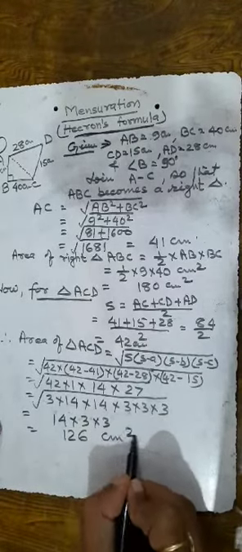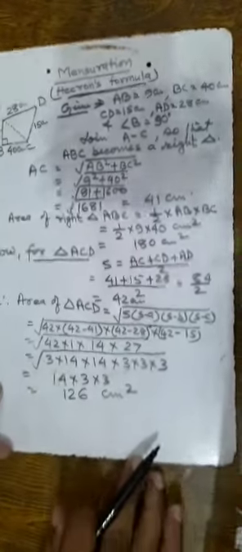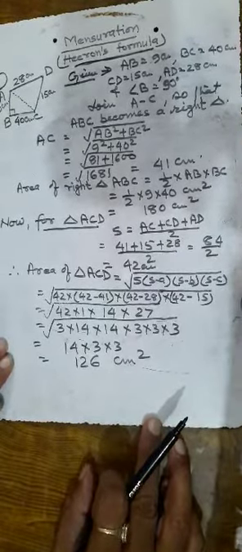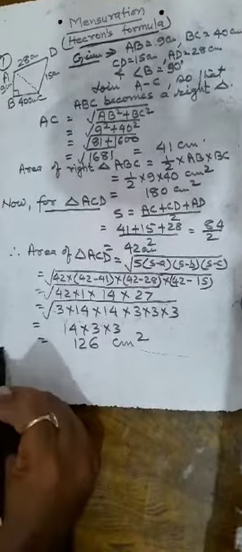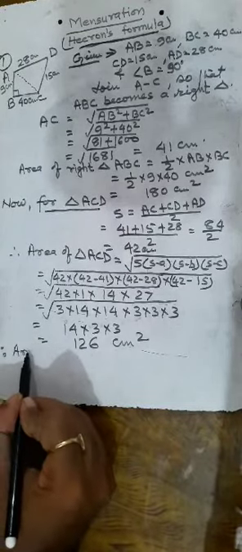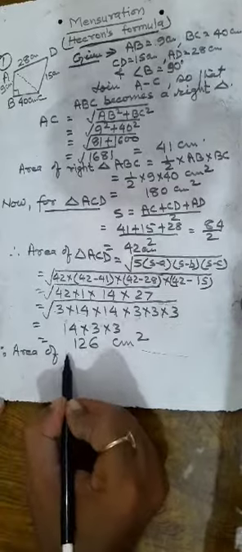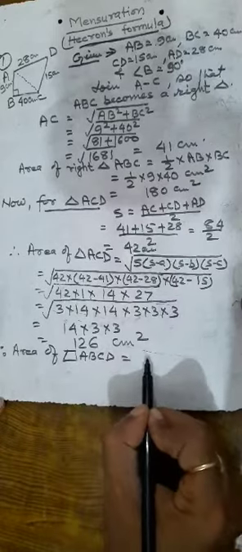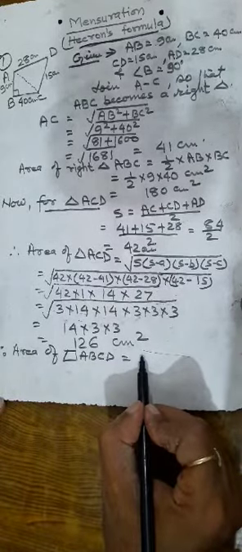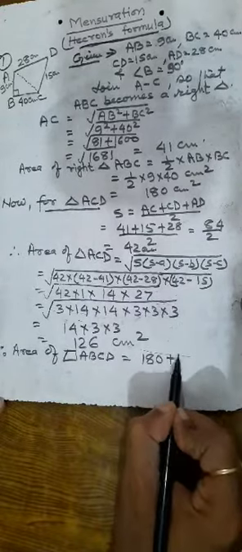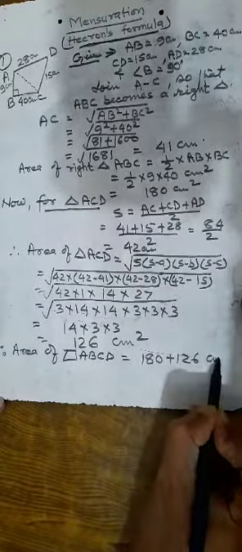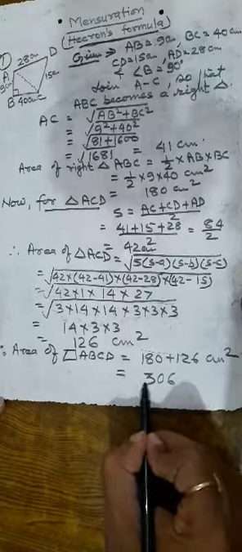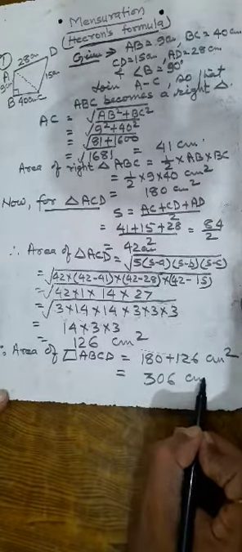centimeter square. Area of triangle ACD is 126 centimeter square and area of triangle ABC is 180 centimeter square. Therefore, area of quadrilateral ABCD is equal to 180 plus 126 centimeter square, that is equal to 306 centimeter square. Very important question.